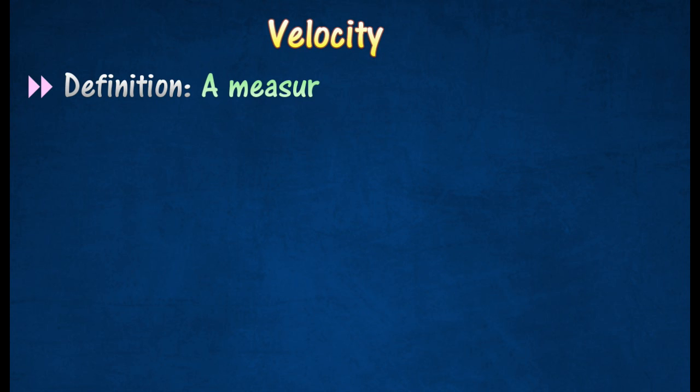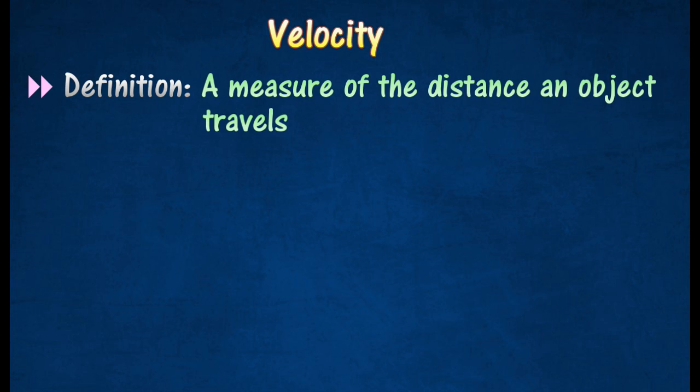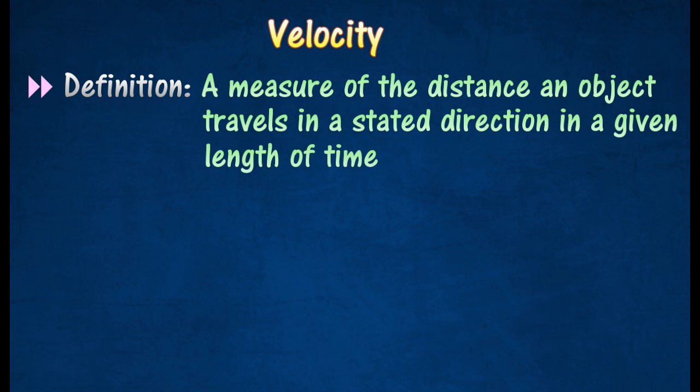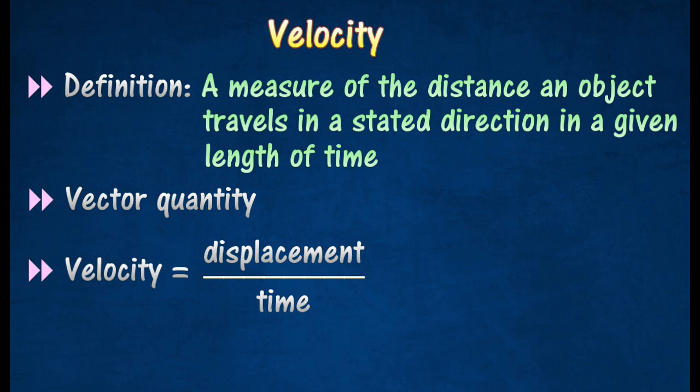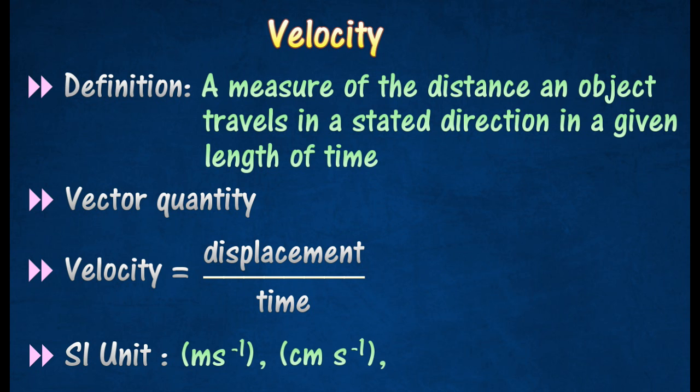The velocity of an object is defined as the distance traveled in a given time interval, in a specified direction. As a vector quantity, the velocity should be stated with both the magnitude and the direction. The velocity of an object can be determined from the equation shown. Based on the equation, velocity can also be defined as the rate of change of displacement with time. Velocity is measured in meters per second, centimeters per second, and kilometers per hour.